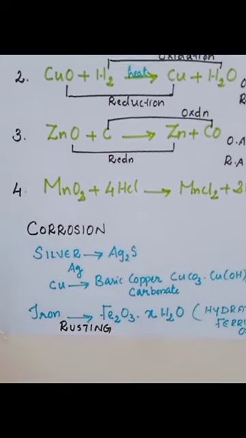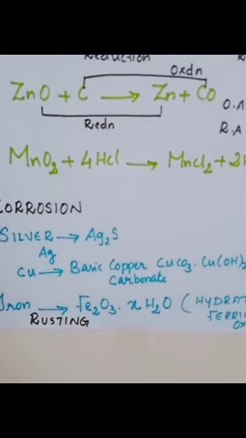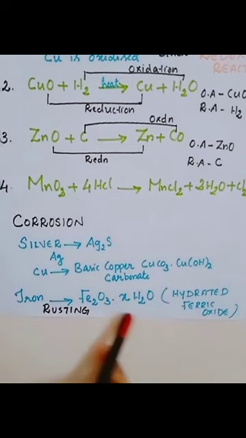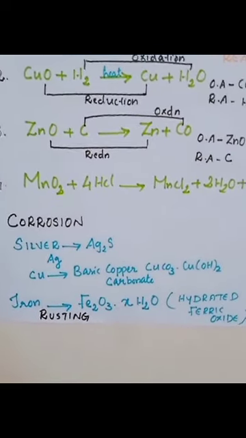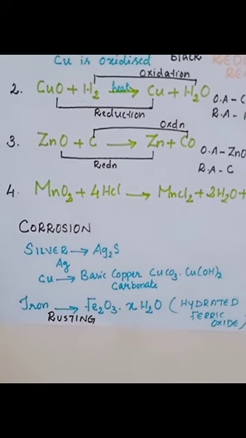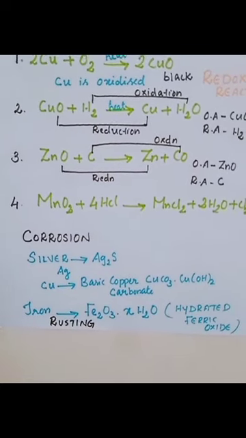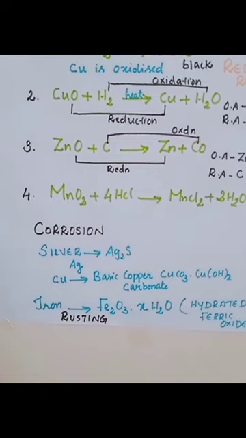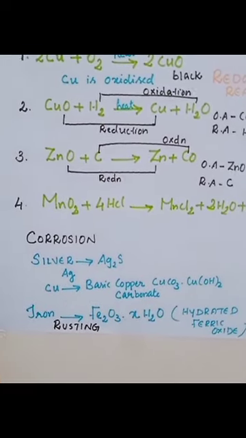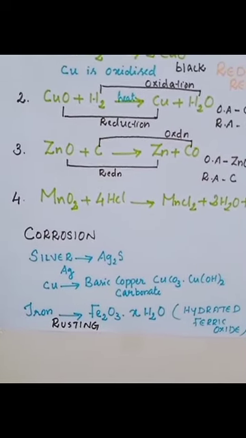The corrosion of iron is particularly known as rusting. So, what is rusting? Corrosion of iron is called rusting. Iron undergoes rusting to form hydrated ferric oxide. This is the formula for rust: Fe2O3.xH2O. x represents the number of water molecules. So, corrosion is the gradual destruction of metal due to the attack of atmospheric air and moisture. Silver forms silver sulfide, copper forms basic copper carbonate, and iron forms hydrated ferric oxide.